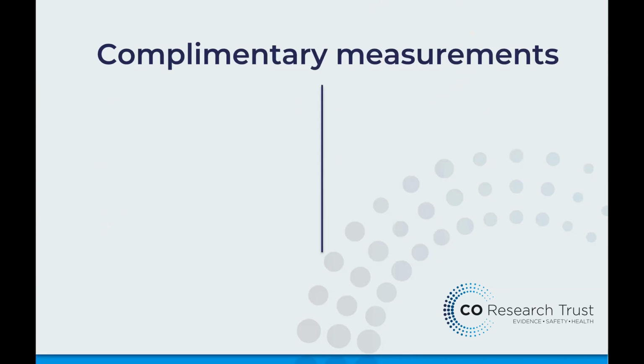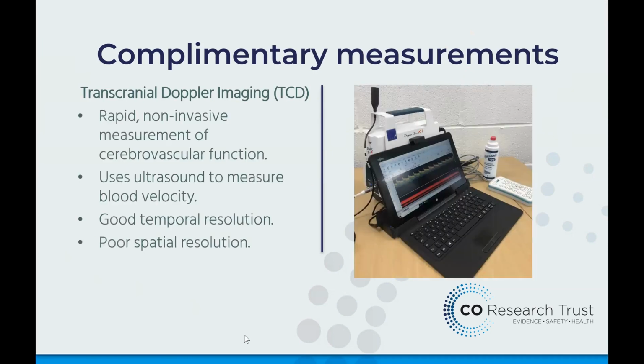This project also includes the use of complementary measurements, as we will be investigating the cognitive effects of low-level carbon monoxide exposure. In combination with the pupillometer, we have been using transcranial Doppler imaging, or TCD. It's a rapid, non-invasive measurement of cerebrovascular function that uses ultrasound waves to measure blood velocity. We've been using it to record blood flow in the middle cerebral artery, as there's research that noted changes in blood flow there in response to CO exposure.